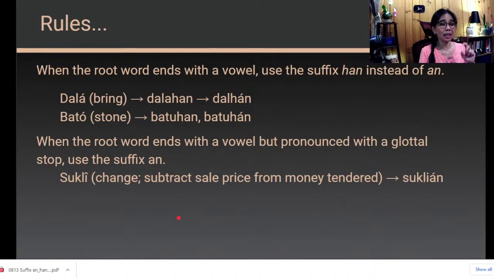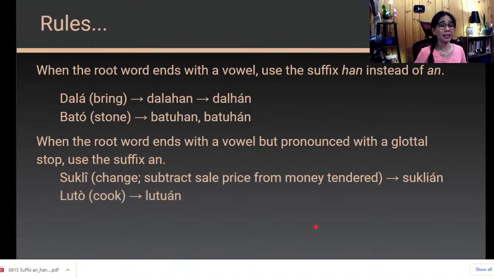So now sukli, and then the suklian. Suklian has become a verb. Sukli is a noun. There's a glottal stop. Suklian. Okay, so now I need to make it faster. Okay. So glottal stop, there is the sukli, glottal stop. So you don't need to use han. In this case, you want to use an only. No h here. Right? Okay, dalahan is another thing. Sukli, suklian. Okay, good. Now, let's move on.